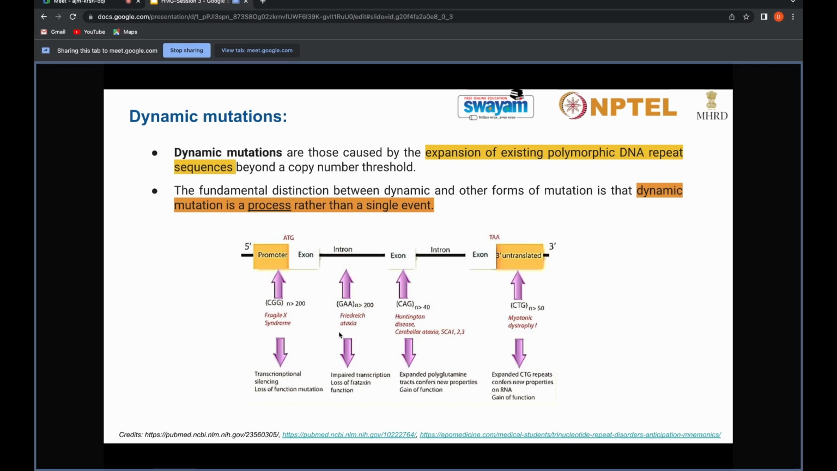And then comes Friedreich ataxia. This repeat, GAA, this trinucleotide, is present in the intronic region.